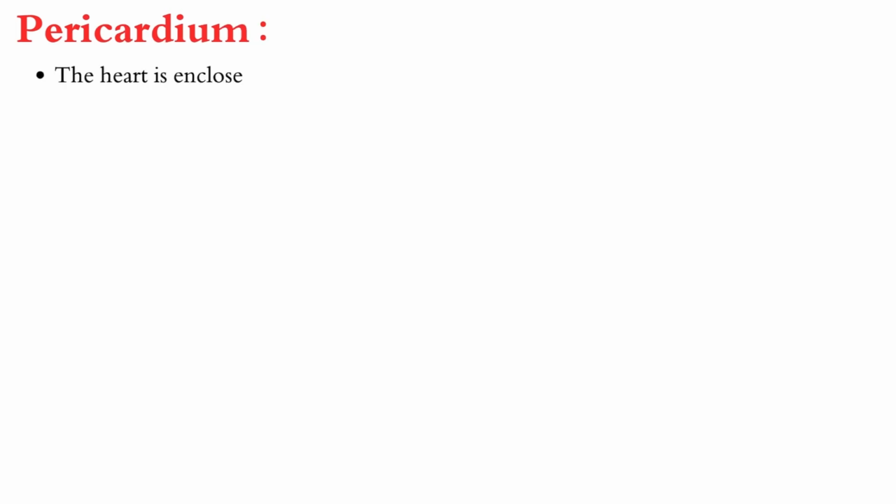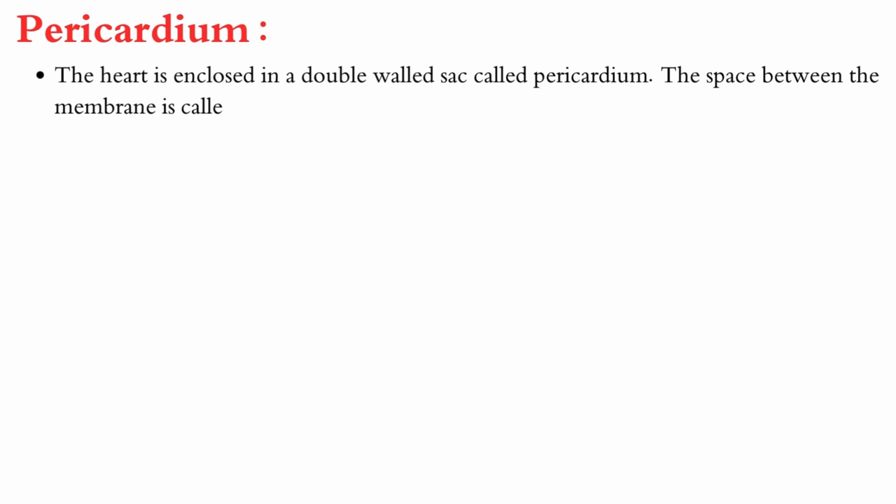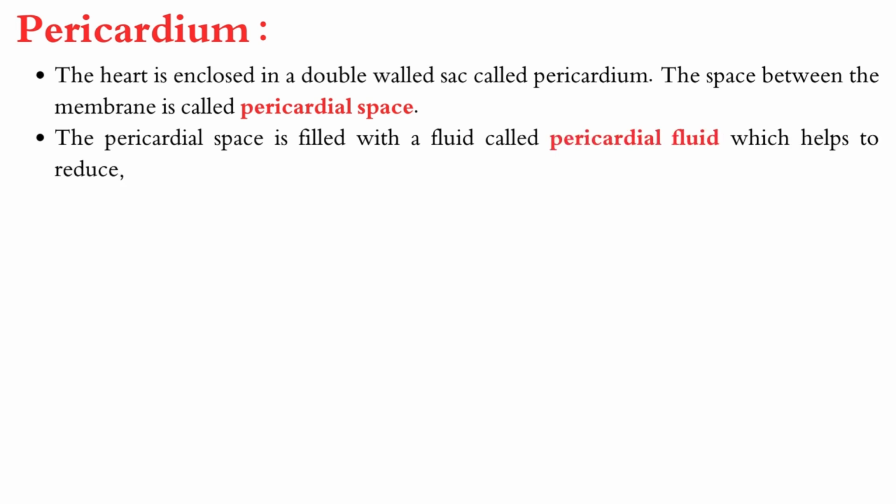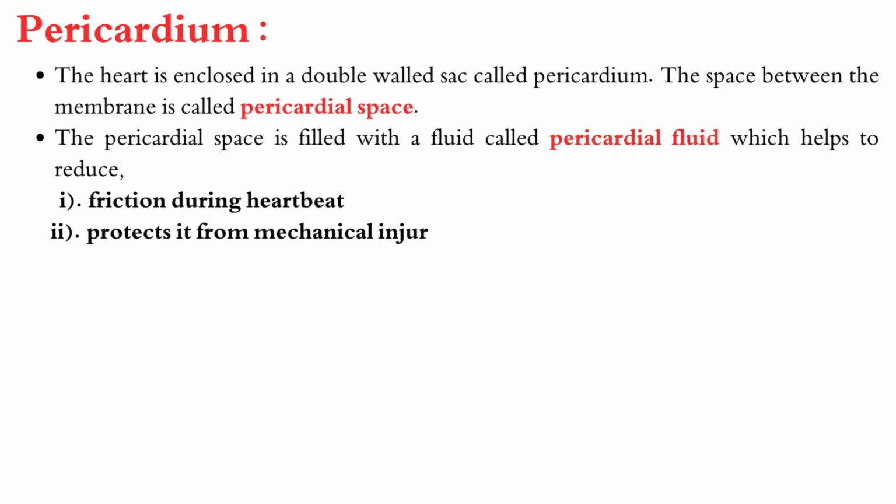Pericardium. The heart is enclosed in a double-walled sac called the pericardium. The space between the membranes is called the pericardial space. The pericardial space is filled with a fluid called pericardial fluid, which helps to: 1. reduce friction during heartbeat, and 2. protect it from mechanical injury.